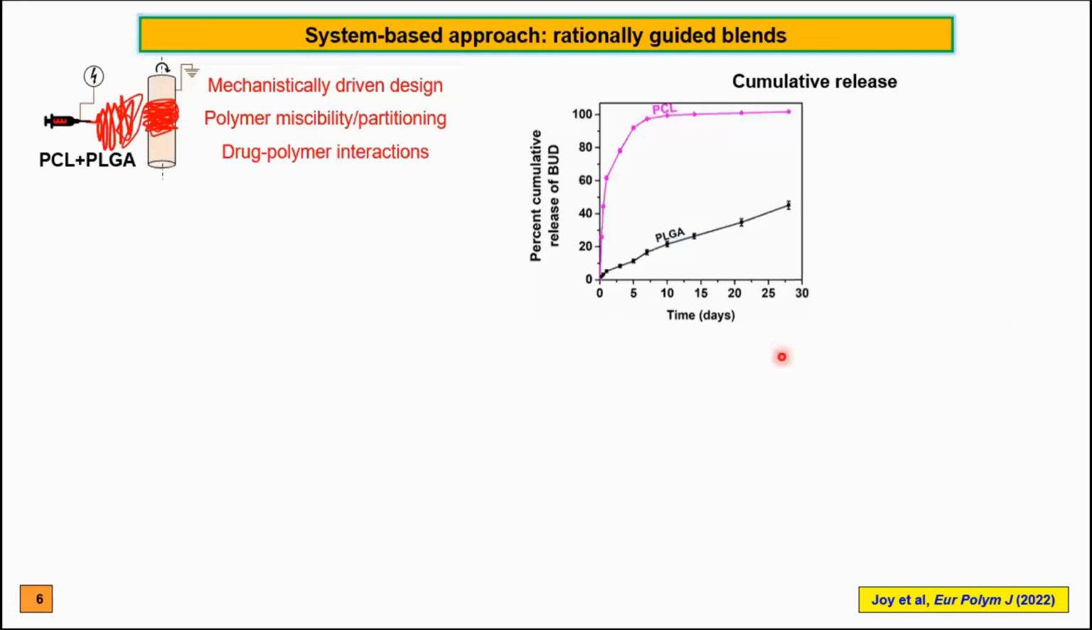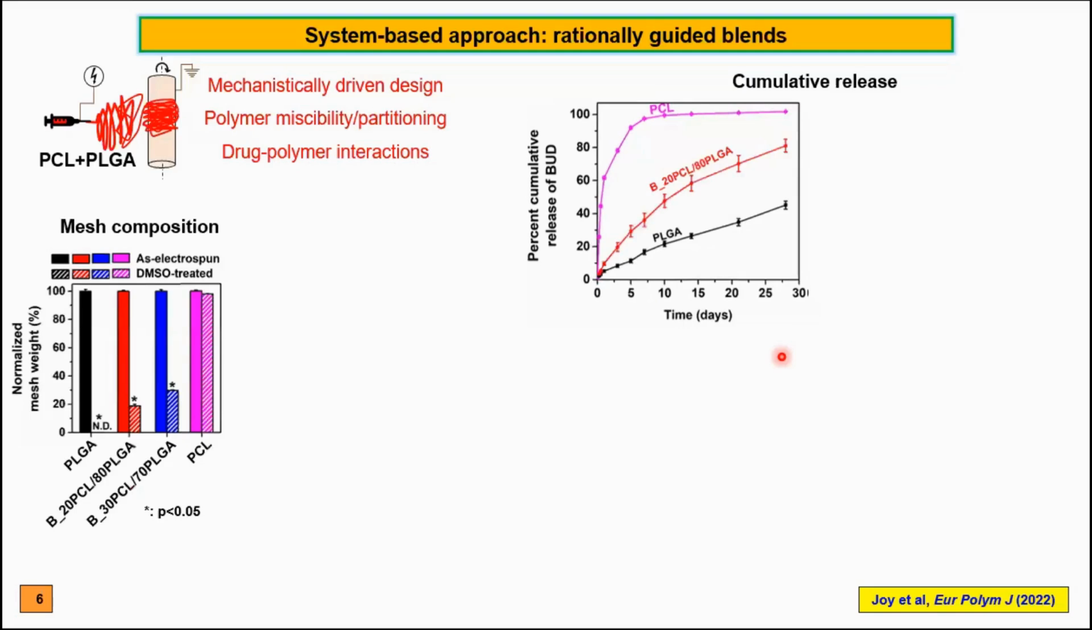So with that in mind, the first thing that we thought we would look at is a system-based approach where you're looking at rationally guided blends. So we have a polymer that releases slowly, a polymer that releases fast. First step is, can you look at blends? And blends are intrinsically problematic, as I'll show you, because from a thermodynamic perspective, they are very unstable. You will get a lot of phase separation.